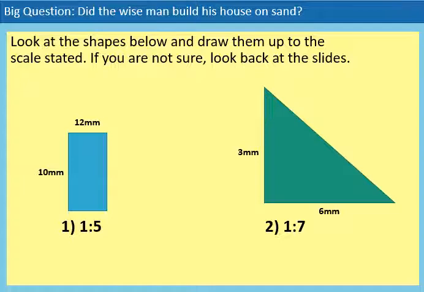And then if we look at 2, we have a triangle this time. You've only got 2 measurements there, so you only need to worry about those 2 sides and then just join them up. The 2 measurements are 3 millimeters by 6 millimeters. And I'm asking you to scale it up by 7 because the ratio is 1 to 7. So remember, you need to times those numbers, 3 and 6, by 7 to give you the right dimensions that you need to then put on your paper.